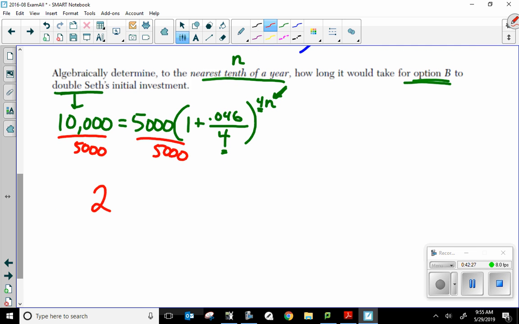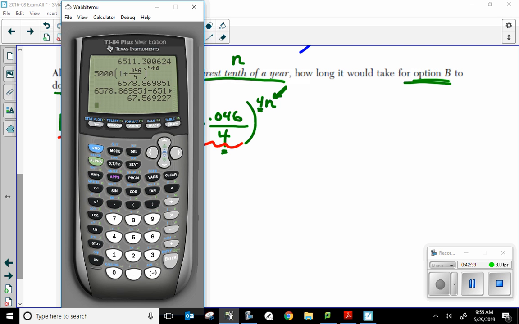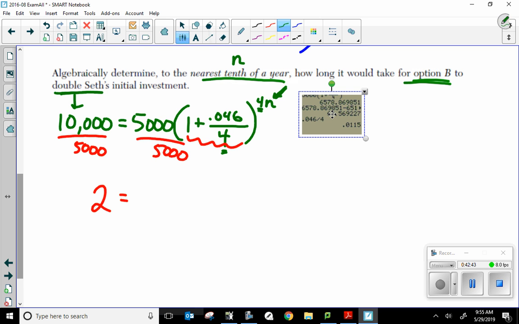So now I've got 2 equals. All right, let's put this in the calculator and see if it gives us a nice clean decimal. 0.046 divided by 4. Oh, 0.0115. Okay, so if I take this 0.0115 and replace this, 1 plus that, it's 1.0115. Raise to the 4n. I have an exponent that is a variable. I need to use ln to bring it down.